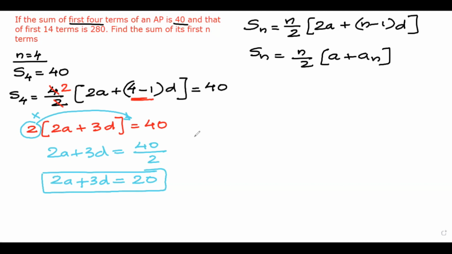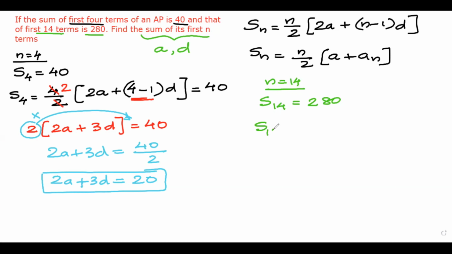So let us read the next part of the question: the sum of the first 14 terms is 280. So the sum of the first four terms is 40 and the sum of the first 14 terms is 280. So n is equal to 14. That is the next situation. So S14 is given as 280. Then what is asked? Find the sum of its first n terms. For that we need the values of a and d. Nothing is given directly here, so let us continue with this S14.